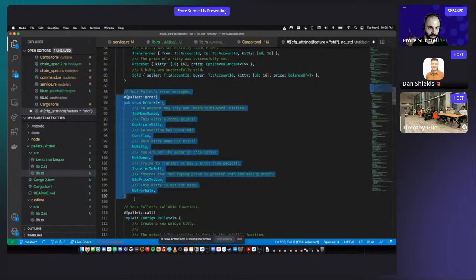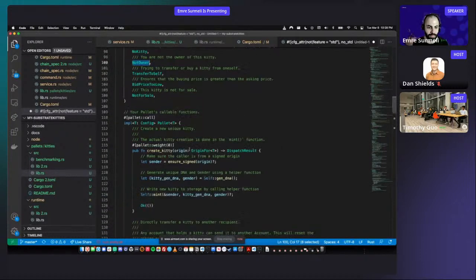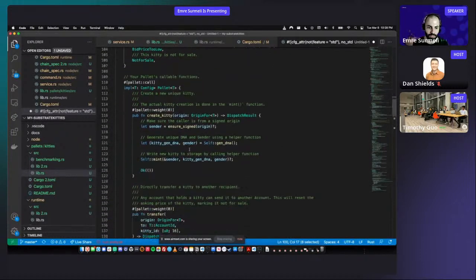And what's really important here is we can define our type of errors. Any type of error, like too many kitties owned, duplicate kitty, overflow, not the right owner, transfer to self, all these things we can have defined that change the way that the pallet behaves when certain type of things happen. Similar to how we just called system.remark, in the implementation of the system pallet, there is a public function called remark. Similarly, we have a public function here called create kitty.